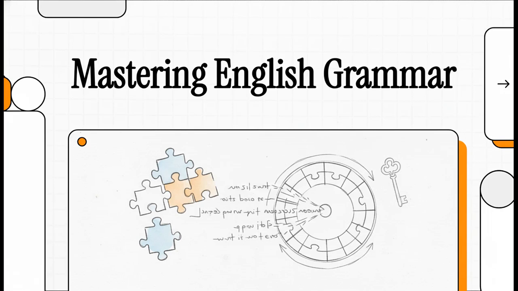A lot of people think of grammar as this boring set of rules you have to memorize. But what if it's not that at all? What if it's actually more like a decoder ring, a secret tool that once you get the hang of it, unlocks this incredibly clear and powerful way of communicating? Well, today, we're going to crack that code together.